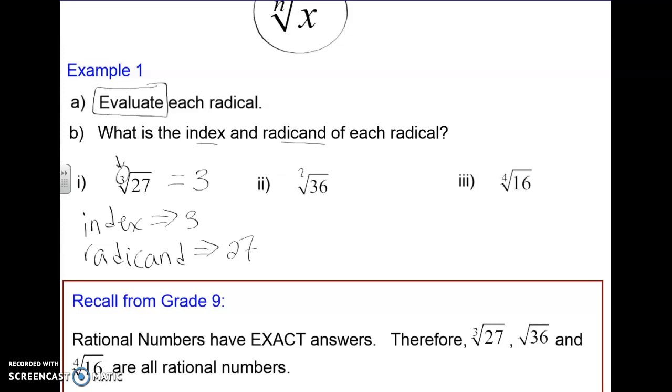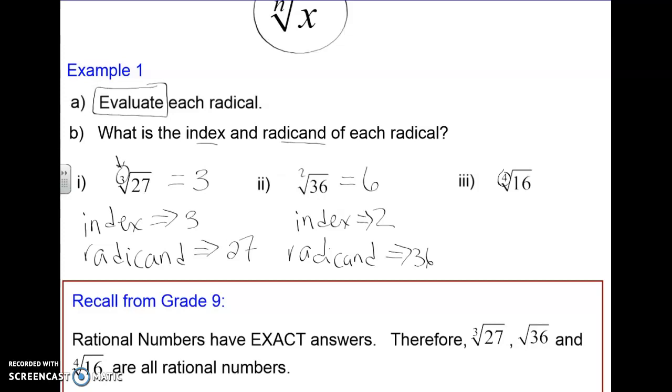In part 2, we have a square root. Remember, if there's nothing tucked inside there, it's understood to be a 2. The square root of 36 we know is 6. 6 multiplied by itself is 36. So the index here is 2. Even though there's nothing written there, we understand that that missing value is 2. And radicand, what's underneath, is the 36.